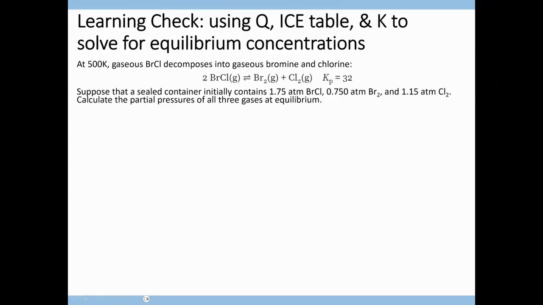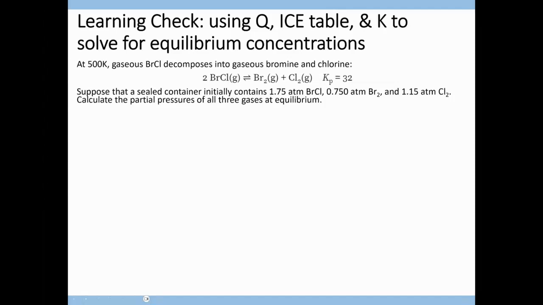Okay, so we have another reaction. We have BrCl decomposing into bromine gas and chlorine gas. We have a sealed container with 1.75 atm. We're talking about partial pressure, so we'll be using Kp. So we have 1.75 atm of the reactant, and then 0.75 atm of bromine, 1.15 atm of chlorine. So we are given partial pressures of each species.